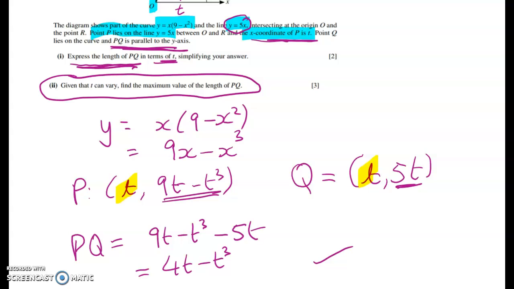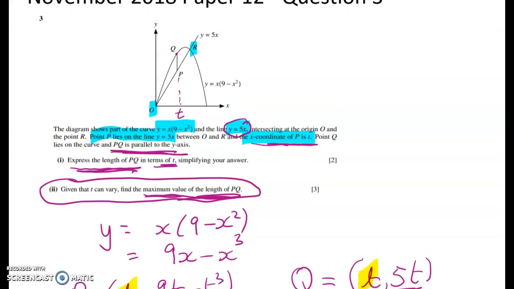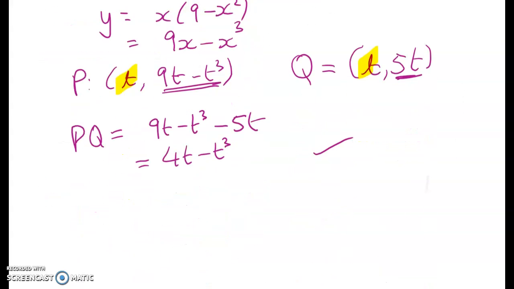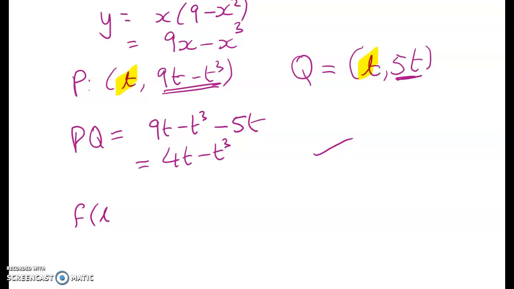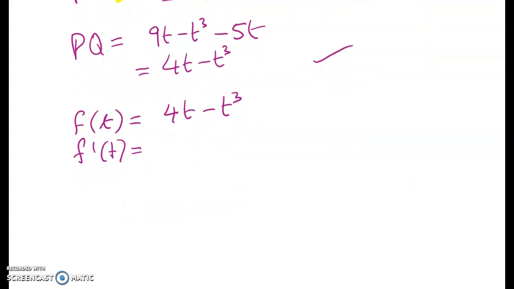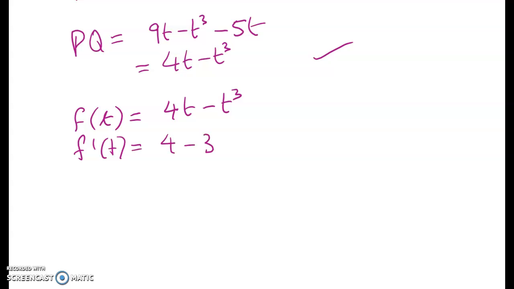Next, we need to find the maximum value of the length of PQ. Right, so we're looking for where along here am I going to get the biggest distance. So let's start by setting up f of t. So f of t is that vertical distance, which is 4t minus t cubed. To find a maximum, we differentiate and we set it equal to 0. So we get 4 minus 3t squared, which must equal 0 for a maximum.